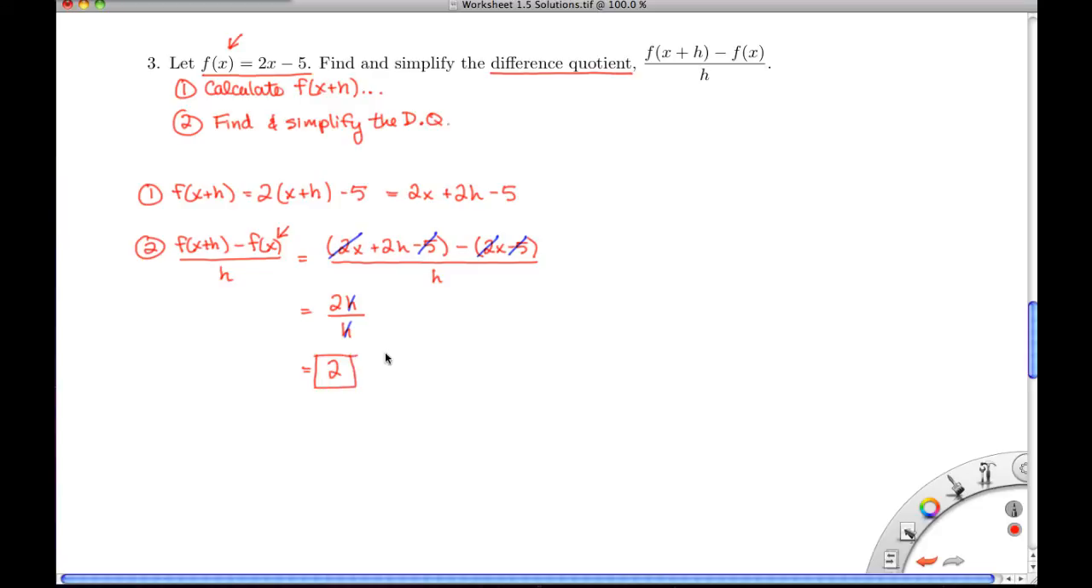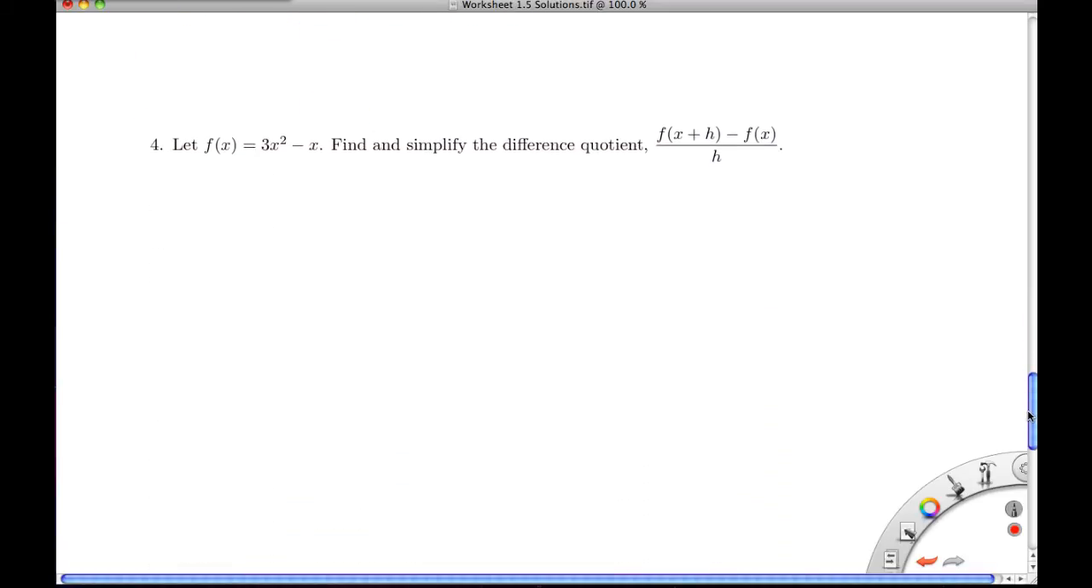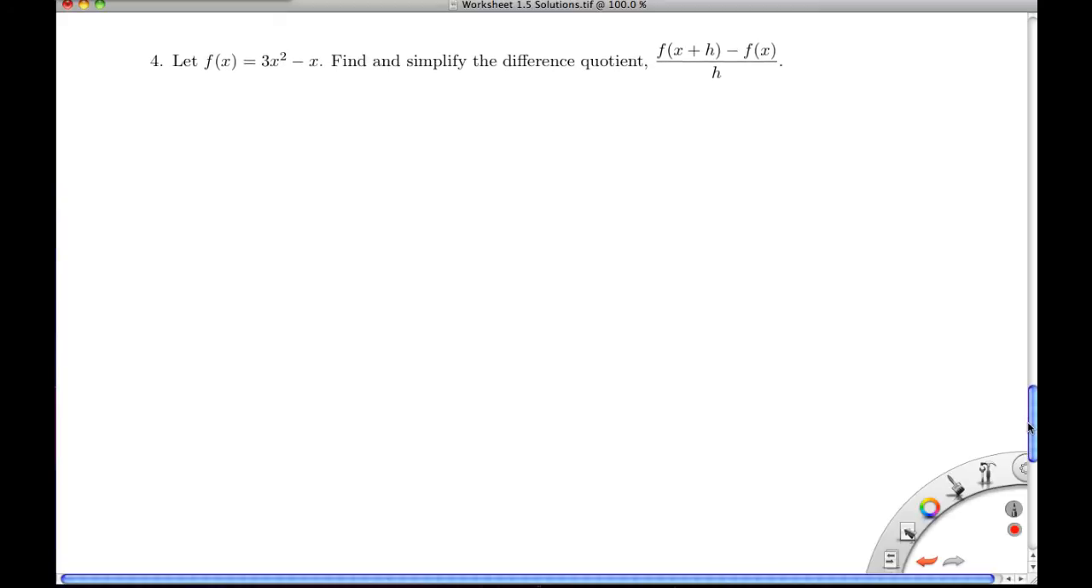The simpler the function, most of the time the simpler the difference quotient is going to be. But we'll check out a slightly more complicated one in this last problem. So number 4, we've got a quadratic as our function f, and we're again asked to find the difference quotient. So let's fall back on the same 2 steps that we outlined in the first one. First thing we want to do is calculate f of x plus h.